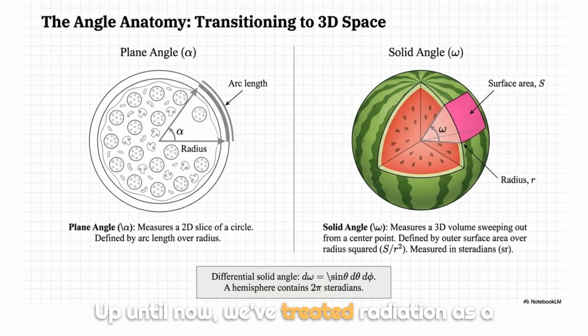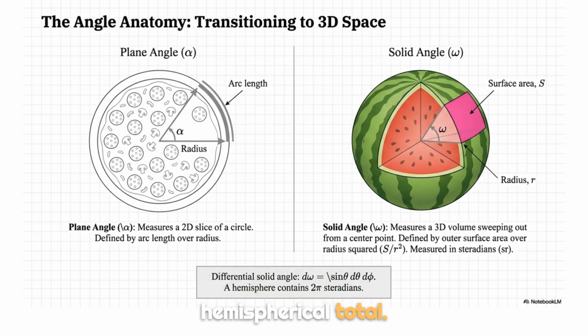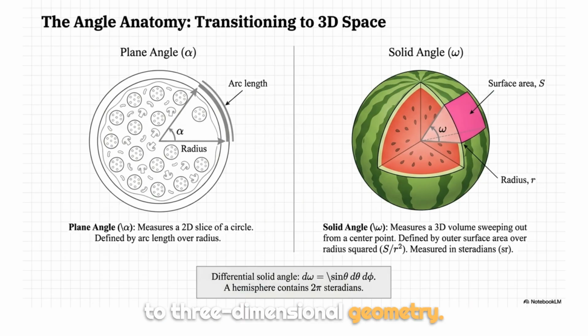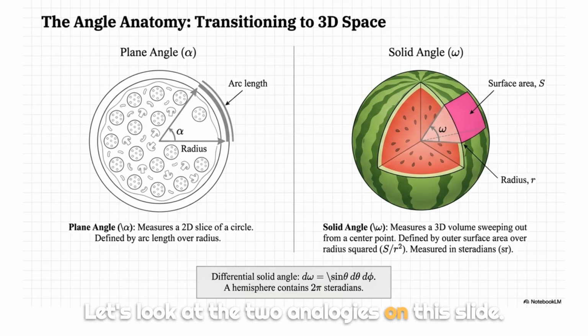Up until now, we've treated radiation as a hemispherical total. However, radiation is inherently directional. It shoots out into three-dimensional space. To handle this mathematically, we must transition from two-dimensional geometry to three-dimensional geometry. Let's look at the two analogies on this slide.